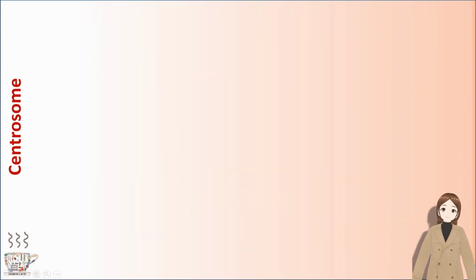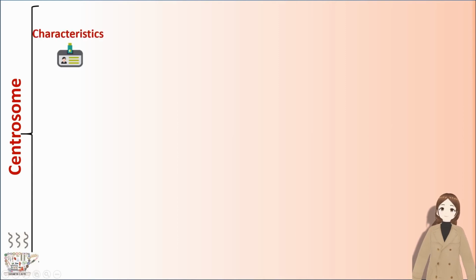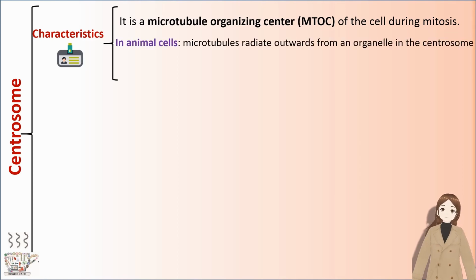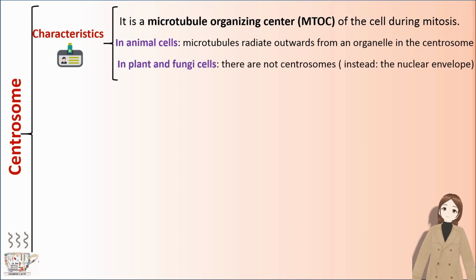Centrosome. It's the microtubule organizing center, or MTOC, of the cell during mitosis. In animal cells, microtubules radiate outwards from an organelle in the centrosome. In plant and fungi cells, there are no centrosomes. Instead, they have the nuclear envelope.